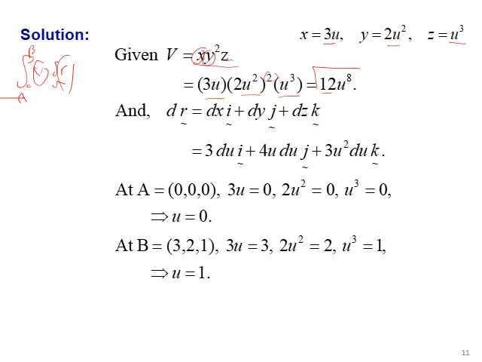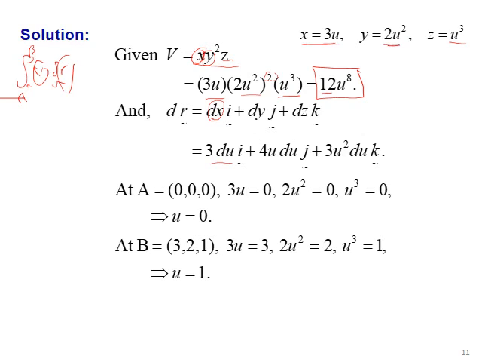I got v as a function of u only, no x, no y, no z. Okay, now I go to dr. dr, I know it's dx i, dy j, dz k. So I will find x as a function of u. X here is 3u, so it will be 3 du.